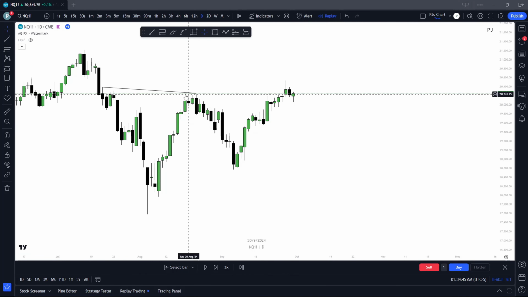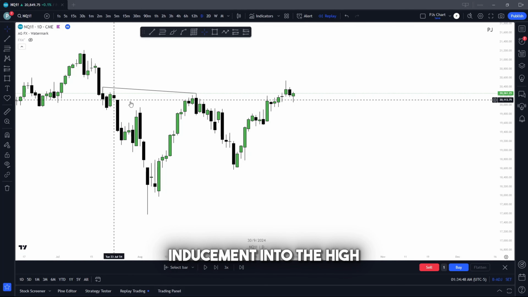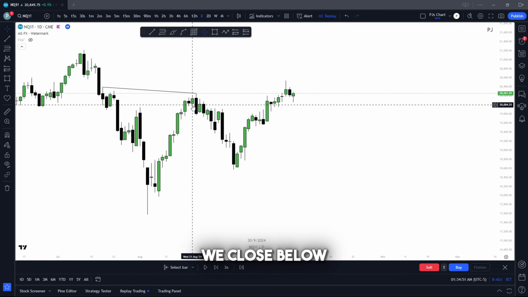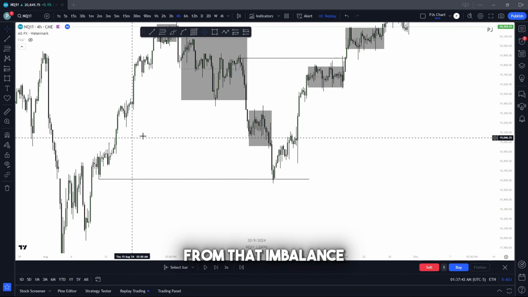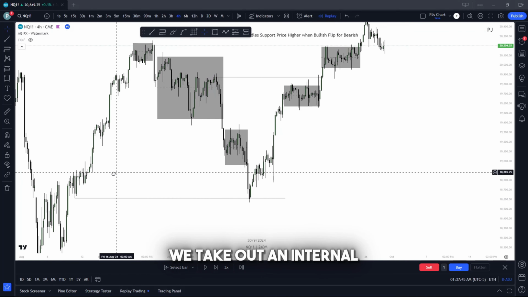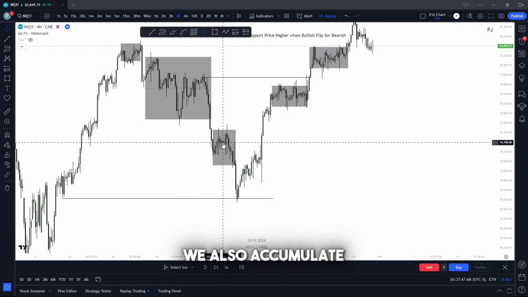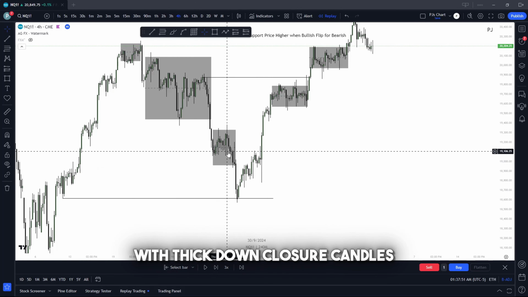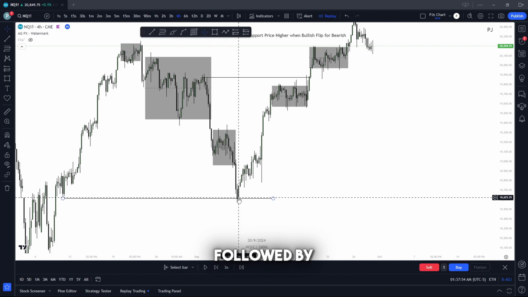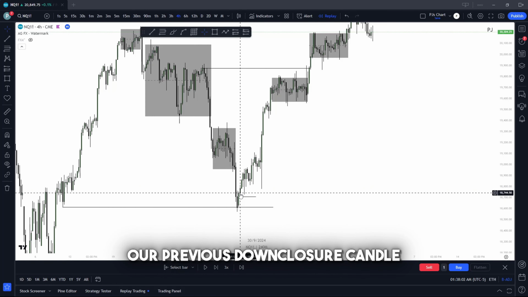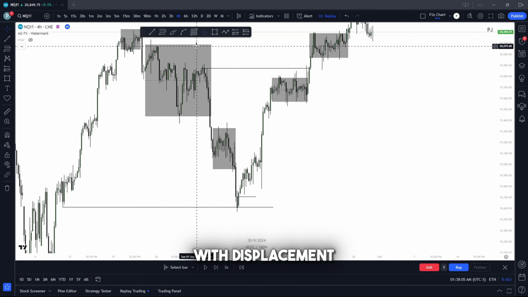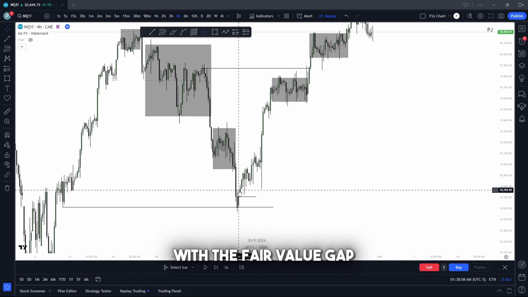Keep in mind, low resistance here, inducement into the high, understandable. We close below this up close candle, creating a daily CSID, and it pushes us lower into the imbalance below. From that imbalance, we can see that we take out an internal liquidity level. We also accumulate, manipulate with thick down closure candles, followed by thick up closure candles with the reversal. We can see here one CSID by closing above our previous down closure candle with displacement and tapping into that wick there with the fair value gap.